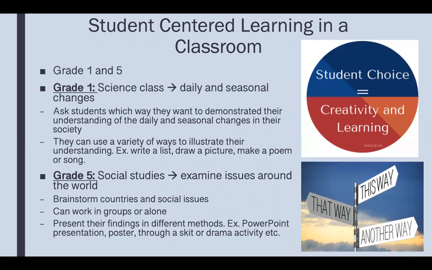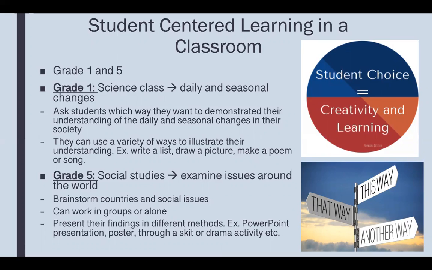Student-centered learning is a method of teaching that can be used at any grade level, ranging from kindergarten to university. When teaching science in a grade 1 classroom, one activity could be to examine the daily and seasonal changes students see in their society. During this unit, the class could apply their previous knowledge to the new things they learned in the class. The teacher could ask the students which ways they want to show their learning. There's a large variety that the students could use. They could draw a list, draw a photo, or make a poem or a song.